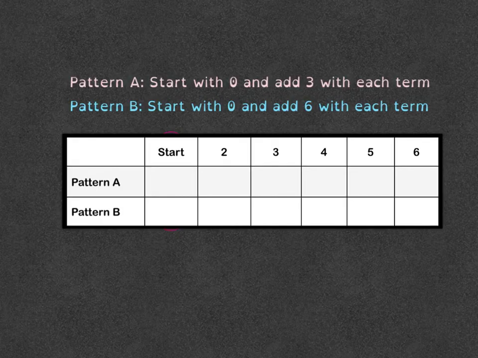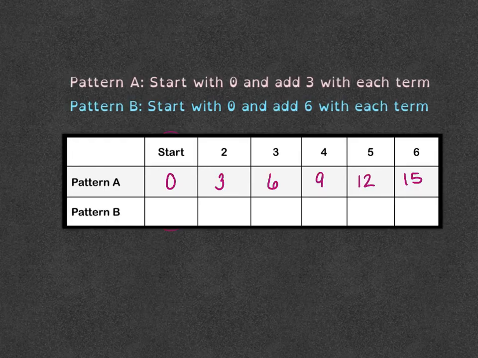So down here in our chart, I'm going to start with 0. So I'm putting a 0 where our start is. And then add 3 with each term. So if I add 3 to that, I will get 3. Add 3 to that, I'll get 6. 3 to that, I'll get 9. 3 to that, I'll get 12. And 3 to that, I'll get 15. I have now followed the terms for pattern A.